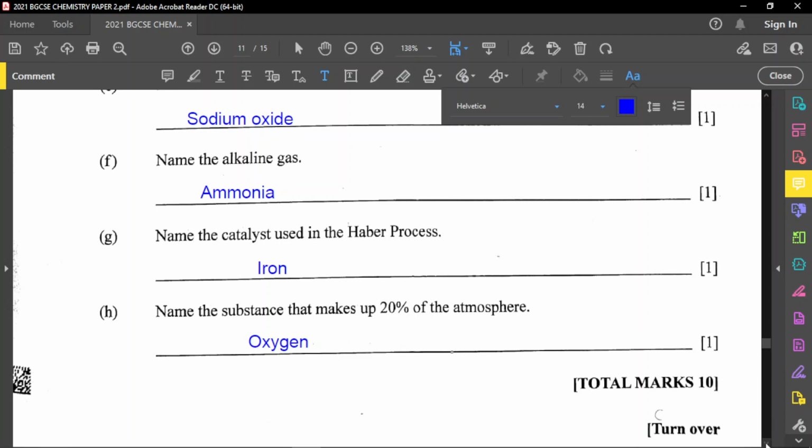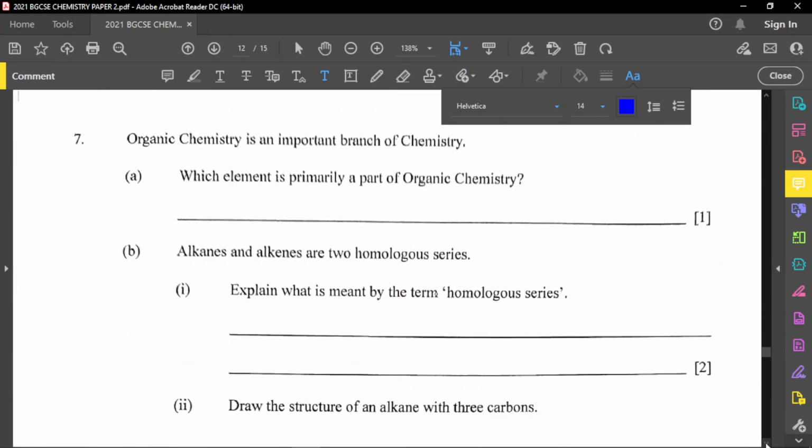All right, next question, which is question number 7. We have one more question to go and we finish. Organic chemistry is an important branch of chemistry. Which element is primarily a part of organic chemistry? This is carbon, because organic compounds are actually carbon compounds. So carbon is the major element.